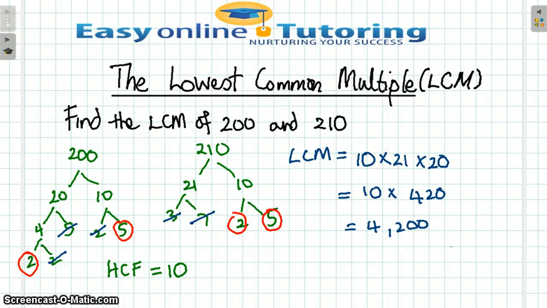So here is the working out for the answer to finding the LCM of 200 and 210. As you can see, the HCF is 10. The highest common factor of both these numbers is 10. And when you multiply through the remaining numbers, 3 and 7 here, which is 21, and 2 and 5 and 2, which is 20, 10 times 21 times 20 gives us 4,200. And that's your answer.